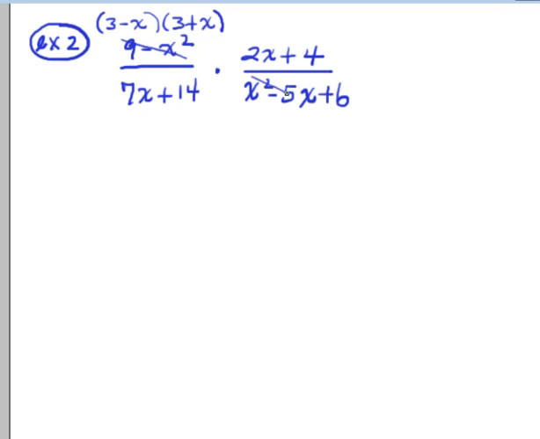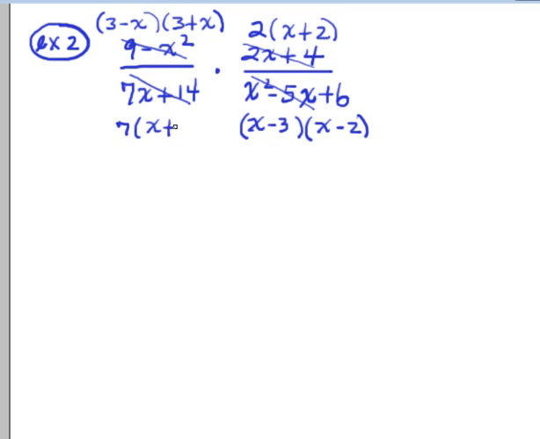And now let's factor x squared minus 5x plus 6. That's x minus 3 times x minus 2. And let's pull out a 2 from 2x plus 4, and we have 2 times x plus 2. And here we can pull out a 7, and we have 7 times x plus 2.